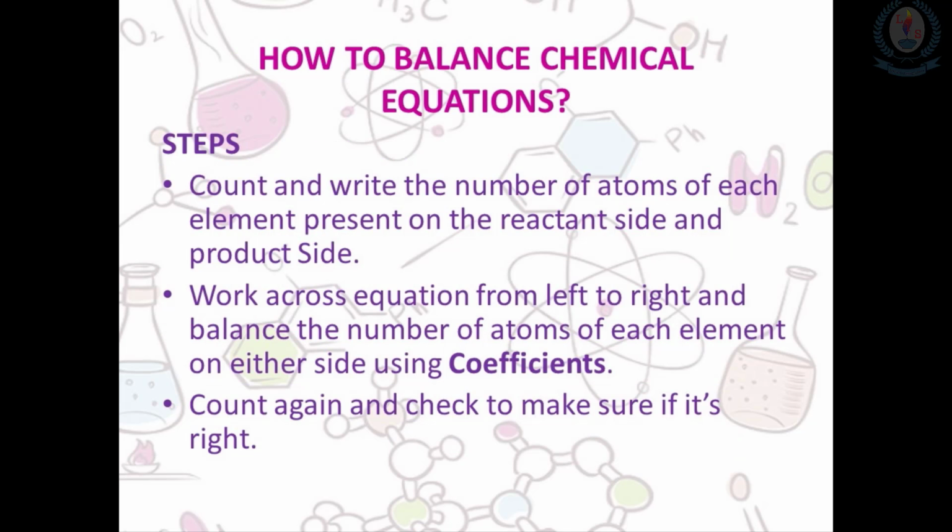Now let's see how to balance these chemical equations. First, let's identify the steps to balance an equation. In order to balance any given chemical equation, we need to count and write down the number of atoms of each element that is present on the reactant side and the product side. Then we must work across the equation from left to right and balance the number of atoms of each element on both sides by using coefficients. Then at the end of balancing, we need to check again and make sure it's properly balanced.